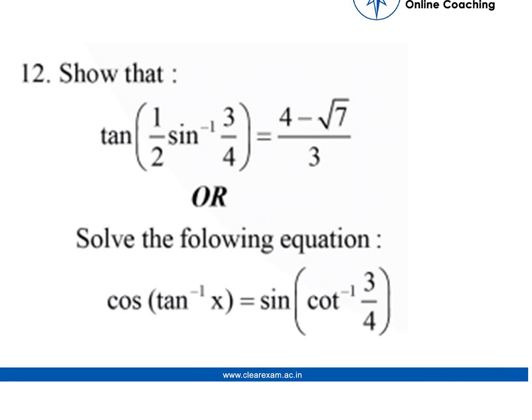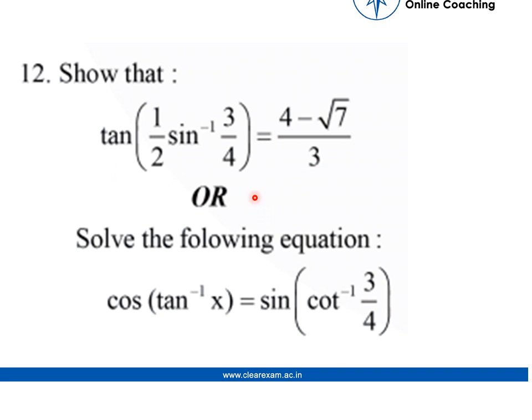Hello everyone. So here we can see that we have two questions in a choice. Firstly we'll solve the first question, then we'll move on to the second question. As here you can see, we have tan of half sine inverse 3 by 4, and we need to prove that it is equal to (4 minus root 7) divided by 3.